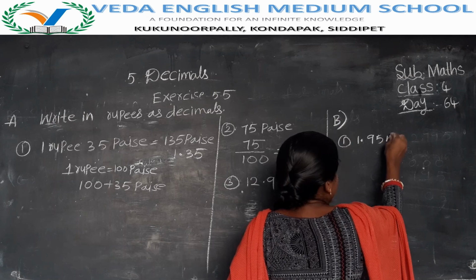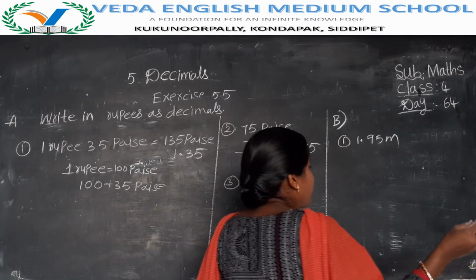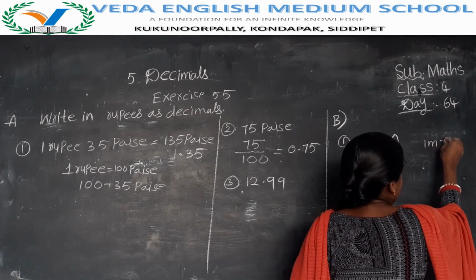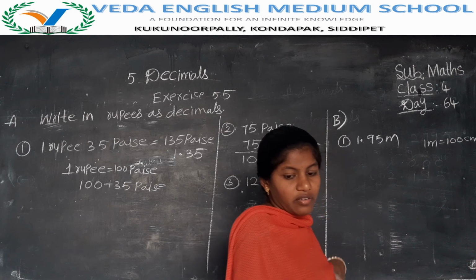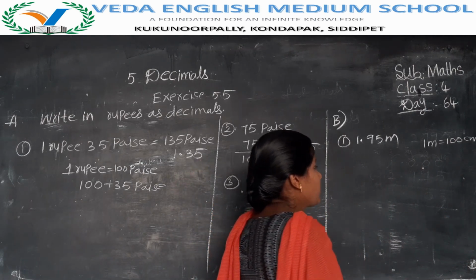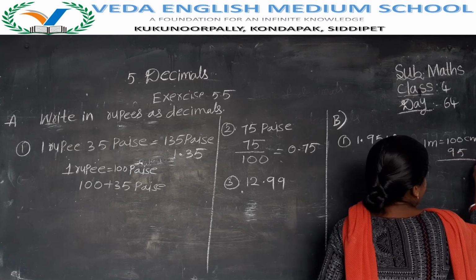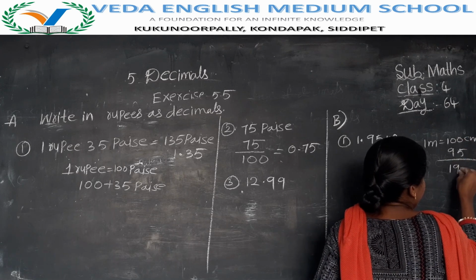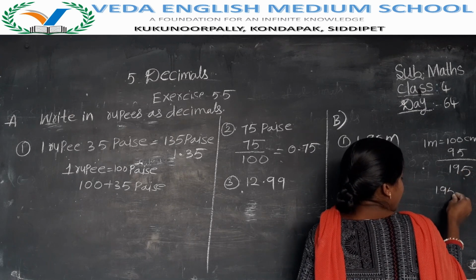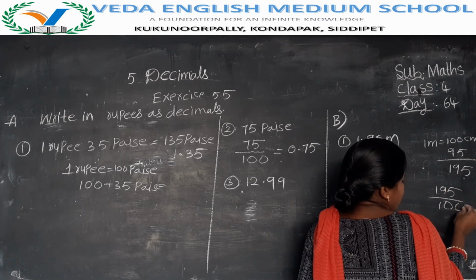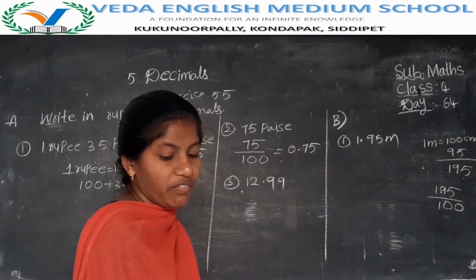So B bit first answer is 1.95 meters. How is that 1.95, madam? See, 1 meter is equal to 100 centimeters, then 1 meter 95 centimeters. 100 plus 95 is 195 centimeters. 195 by 100, then it becomes 1. something. So 1.95 like that. So 1.95 meters.